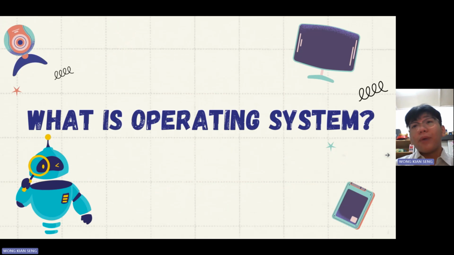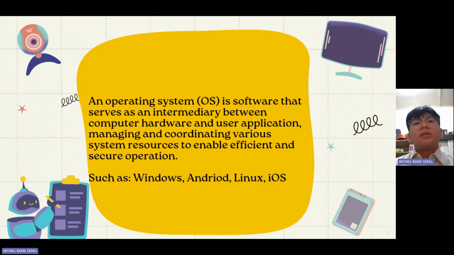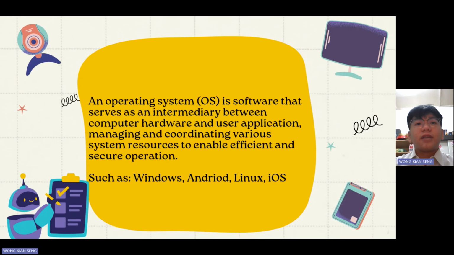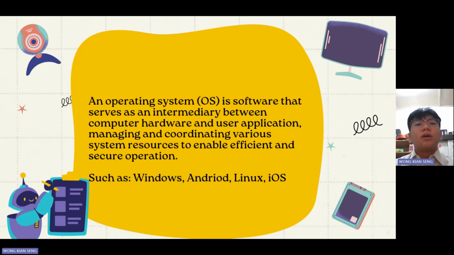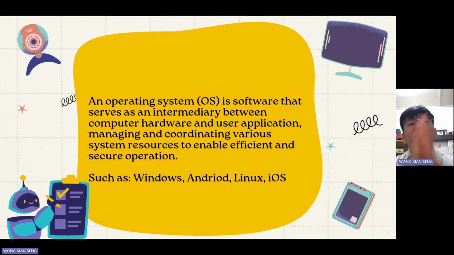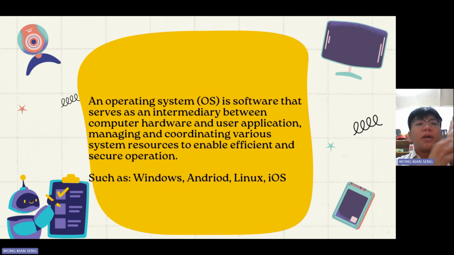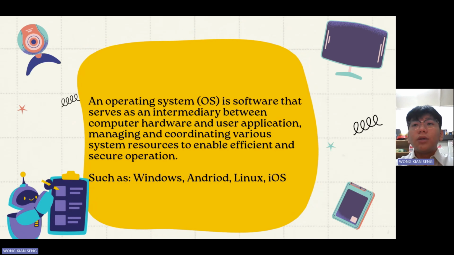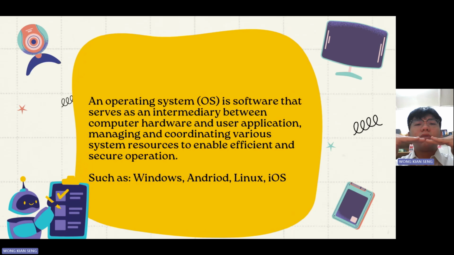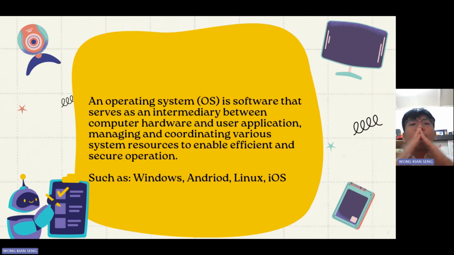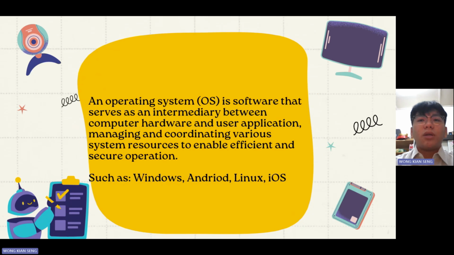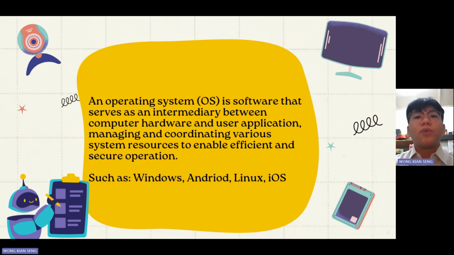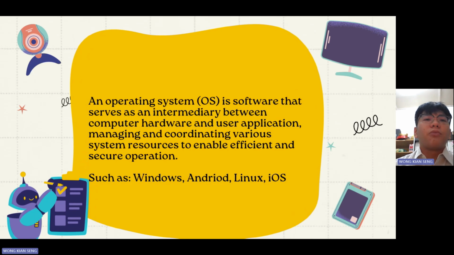Okay, so first of all, what is an operating system? An operating system is actually just software. It serves as an intermediary between the computer hardware and the user applications. So we can think of it as being in the middle of the user applications and the computer hardware. It lets them communicate without any error, and at the same time it manages and coordinates various system resources to enable efficient and secure operations.